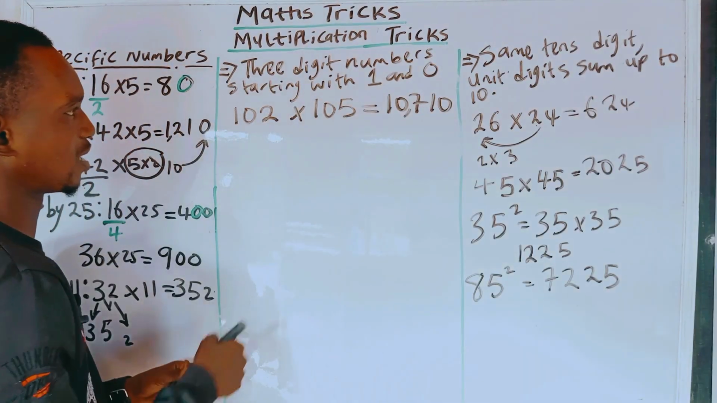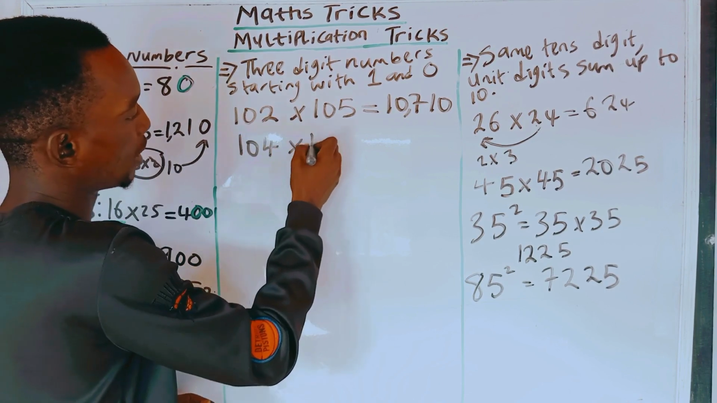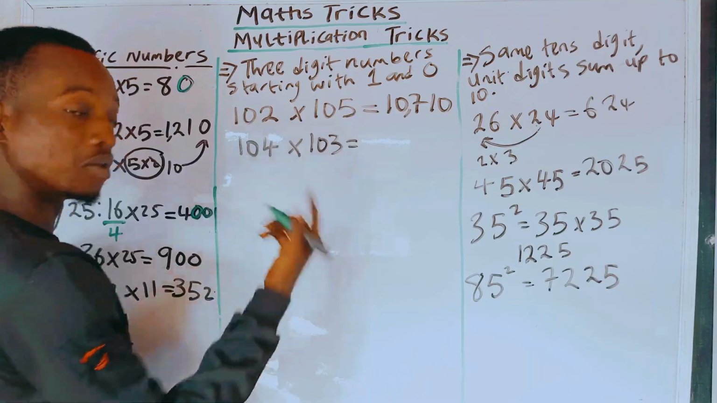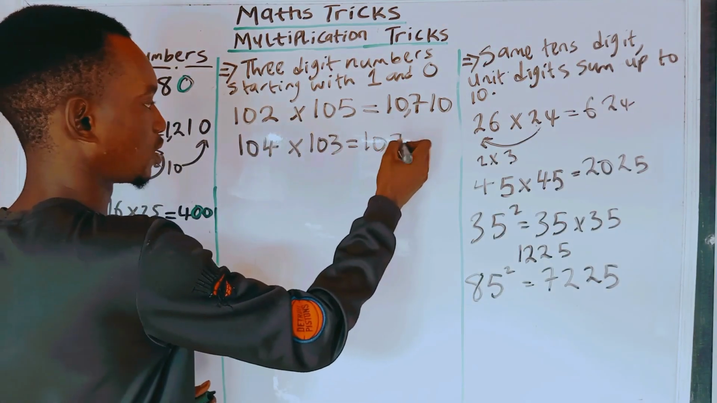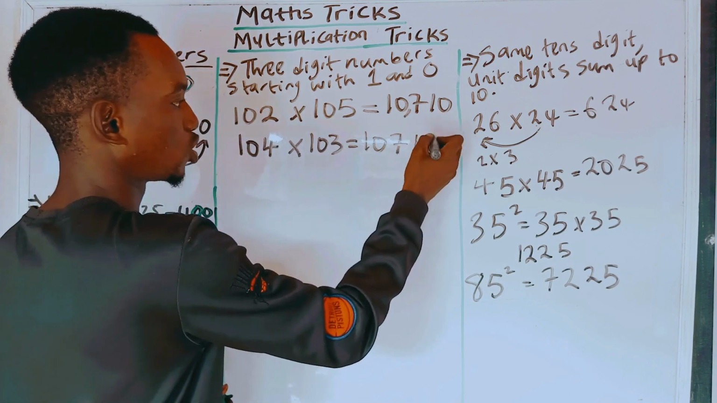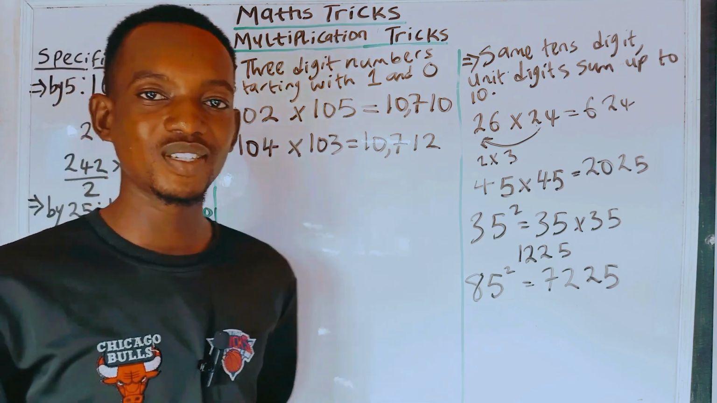Okay, let's look at another example. Let's say we have 104 times 103, for example. How do we do this one? 1 and 0, then 4 plus 3, that's what? 7. Then 4 times 3 is what? 12. That's 10,712. As simple as ABC.